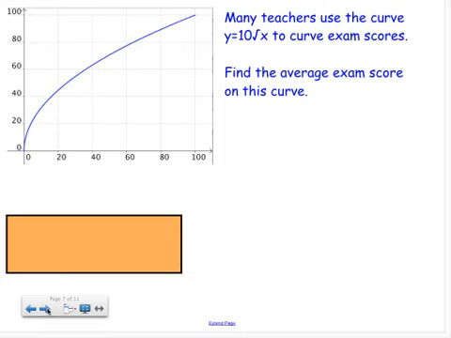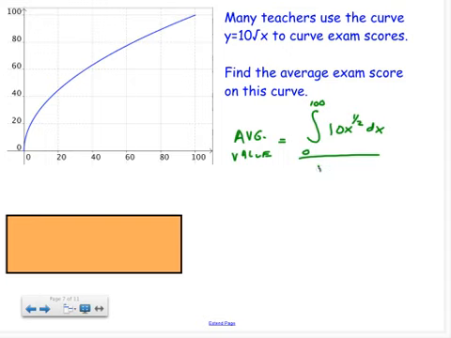Now, doing this, the question here is, what is the average exam score on this curve? So exam scores are every possible dot on this curve, which is obviously an infinite number of them, but we can still kind of theoretically talk about this. So how is this done? Well, the average value is calculated with that simple formula. It's the integral of your function, which in this case is 10 times x to the 1/2 dx. And we're going to go from 0 to 100 and divide by 100 minus 0.